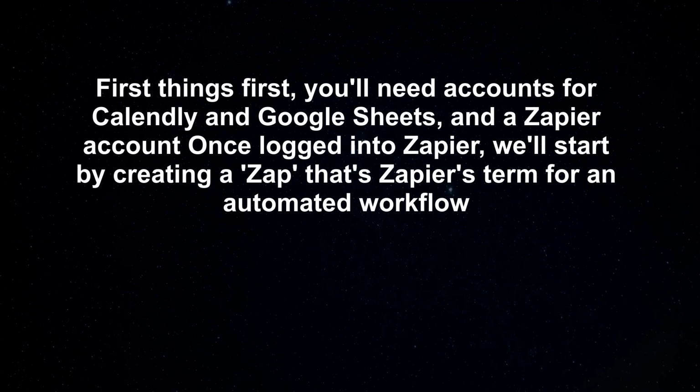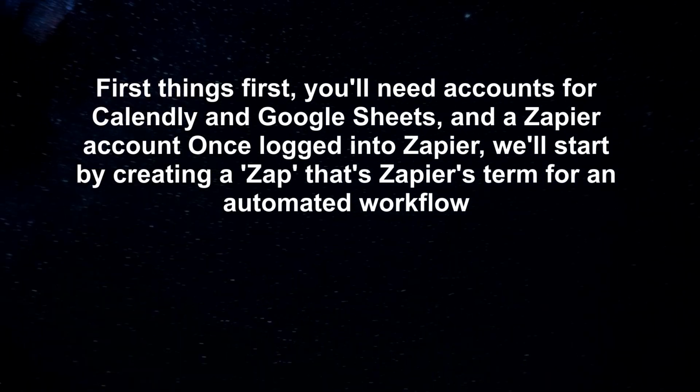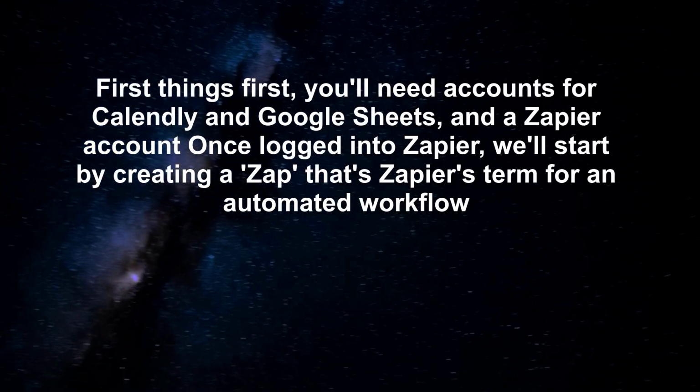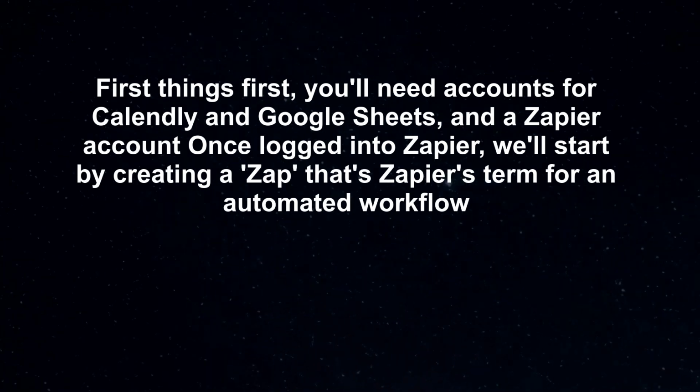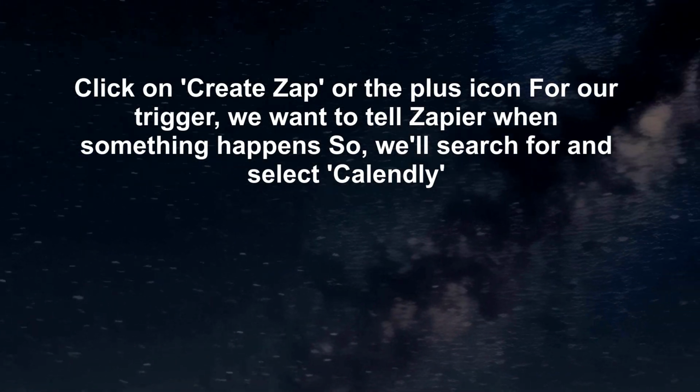First things first, you'll need accounts for Calendly and Google Sheets, and a Zapier account. Once logged into Zapier, we'll start by creating a Zap. That's Zapier's term for an automated workflow. Click on Create Zap or the plus icon for our trigger.